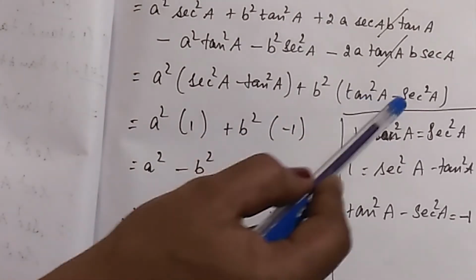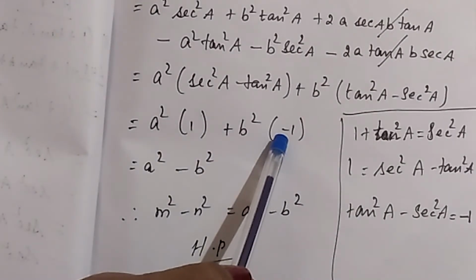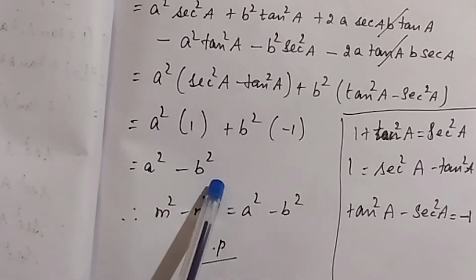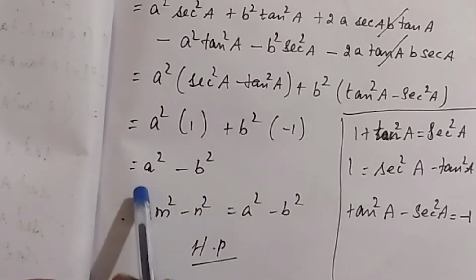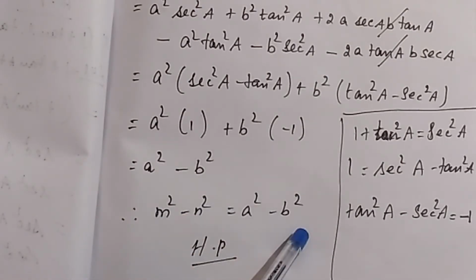And tan squared a minus secant squared a, you will get minus 1. What you will get? Minus 1. So, multiply: a squared minus b squared. So, you will get the right hand side. Hence, proved. m squared minus n squared is equal to a squared minus b squared. Hence, proved.